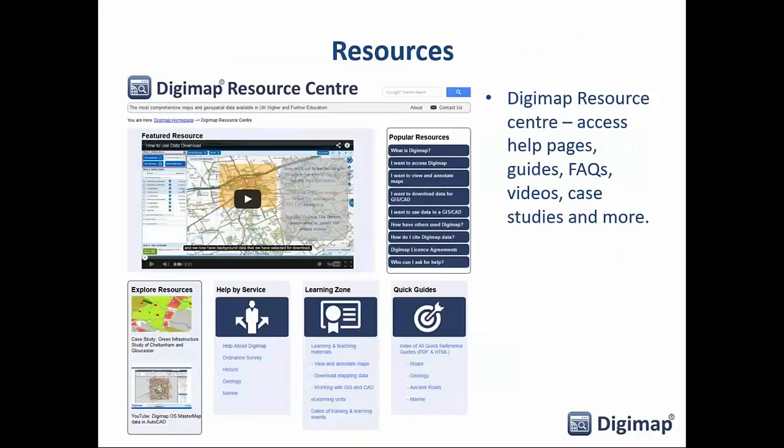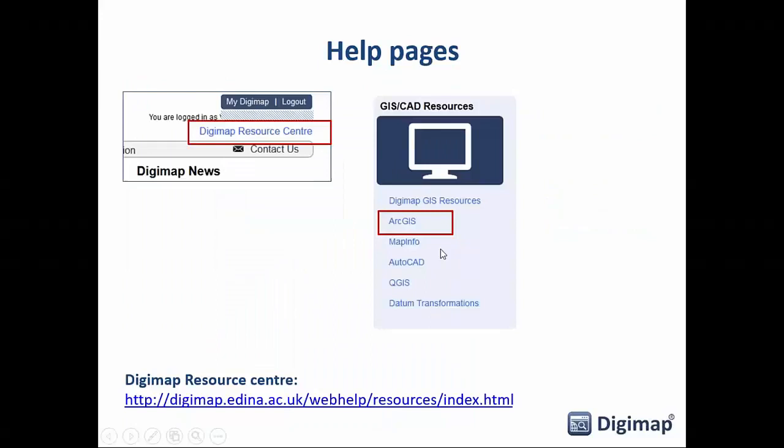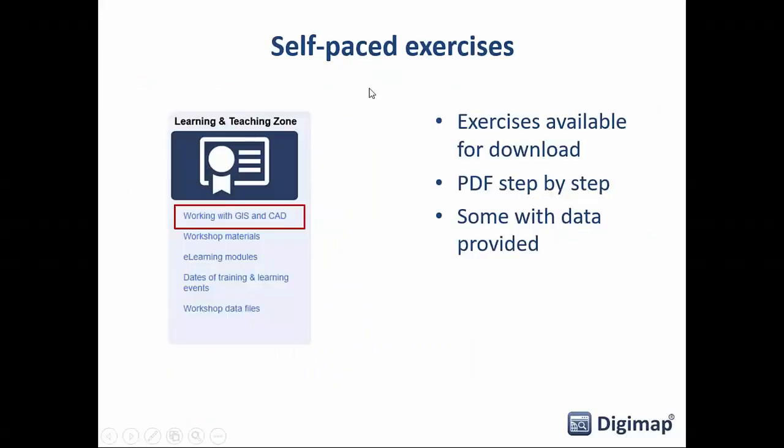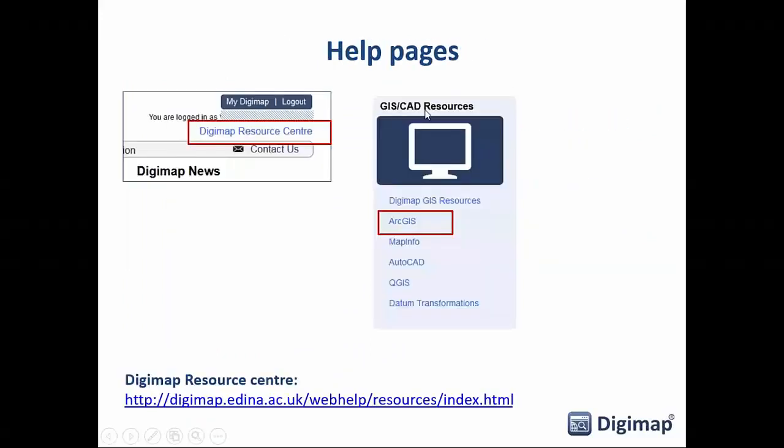So that's that. Resources. Within the Resource Center, if you go to the Digimap homepage, you'll see a tab called Resources. You can look in here and there's a section called GIS CAD Resources, and in there is ArcGIS. And that's where all these help pages I've been talking about, transformations and various other things, you can find information about either in the ArcGIS or the datum transformations locations within that.